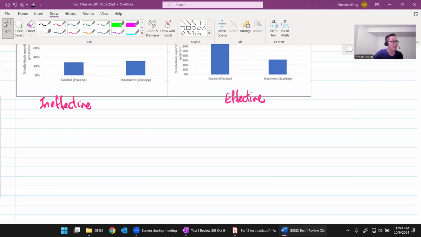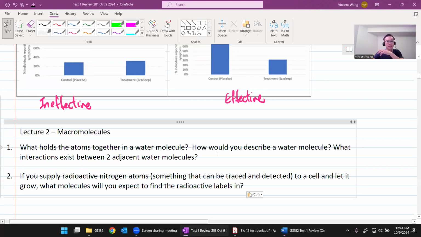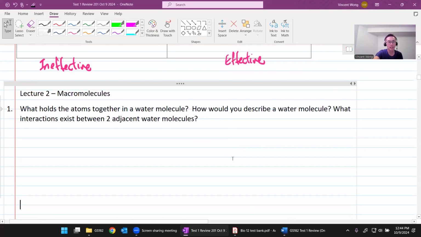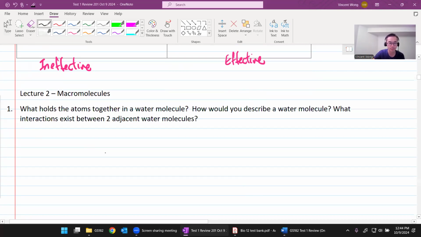Okay, let's take a look at the lecture 2 questions. Here's the first one. What holds the atoms together in a water molecule? All right, so let's go through all the things that we know about the water molecule. This is a water molecule, H2O, and what holds the atoms together is a covalent bond, which involves sharing of electrons.